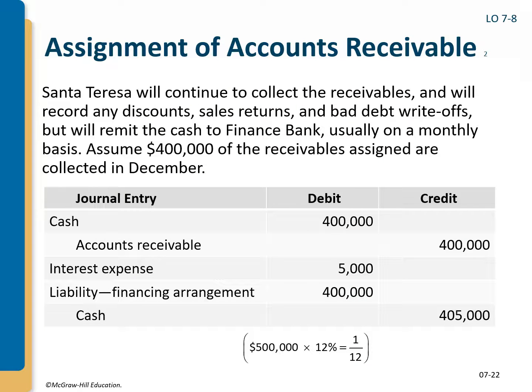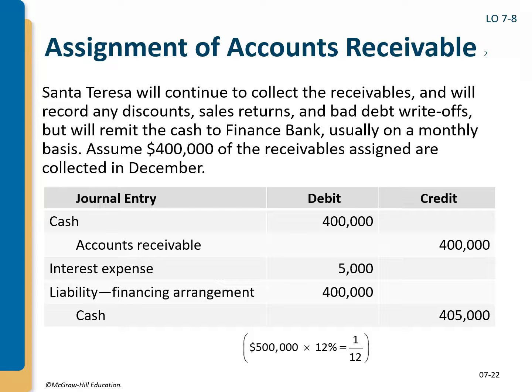Now, what happens as time passes? Let me see. Santa Teresa will continue to collect the receivables and record any discounts, so sales discounts customers take, sales returns, and bad debt write-offs as their own. But will remit the cash to Finance Bank, usually on a monthly basis. So as they collect accounts receivables, they're going to send the money in because remember, they're collateral.